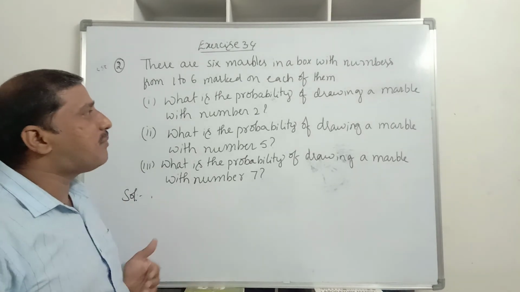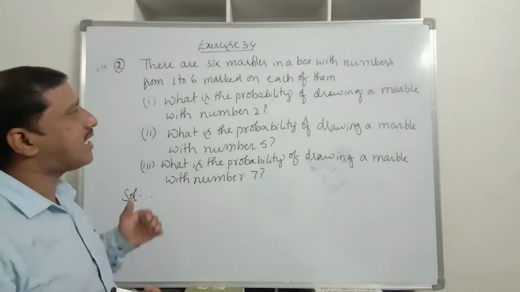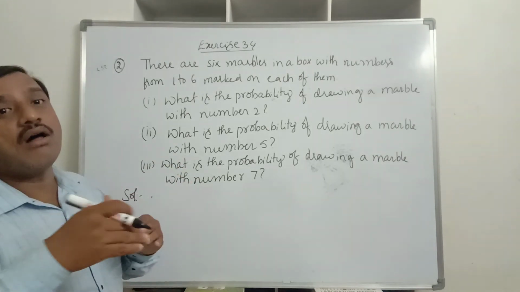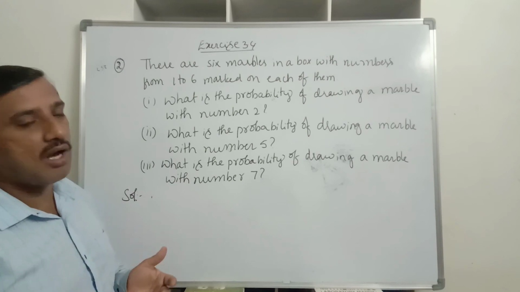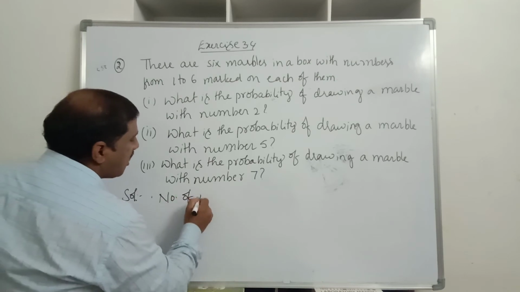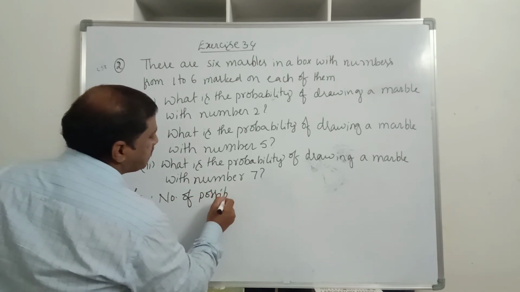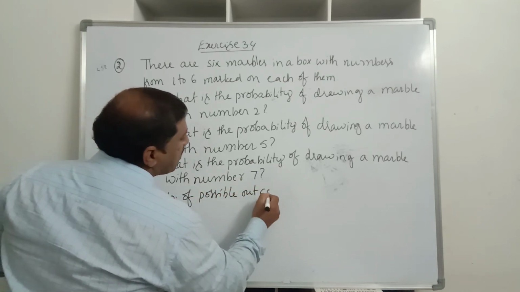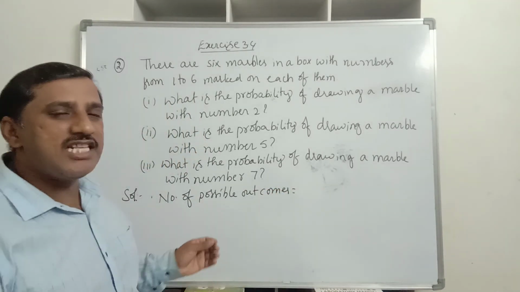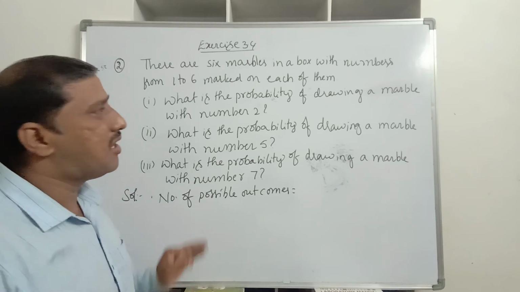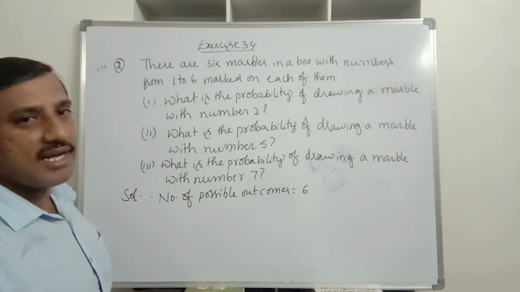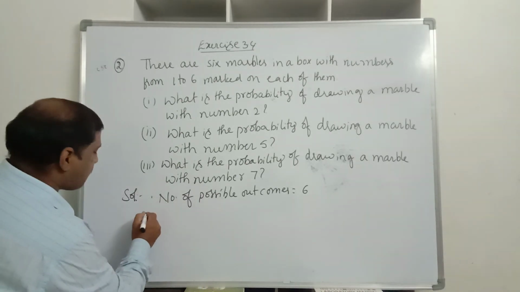So generally, to find the probability, we should find two things: the number of favorable outcomes of that event and the number of all possible outcomes. How many possible outcomes are there here? We have 6 balls, and each ball is one possible outcome. So 6 balls are there. Therefore the number of possible outcomes is 6.